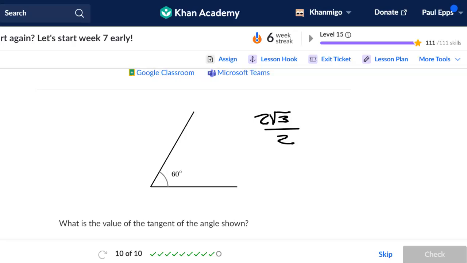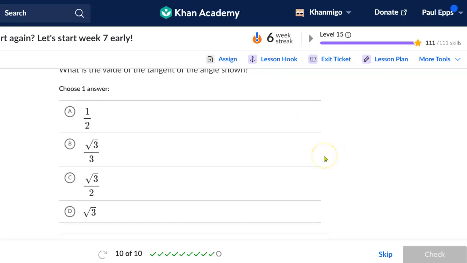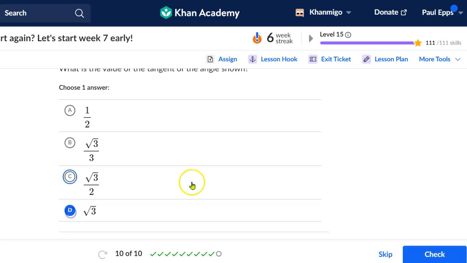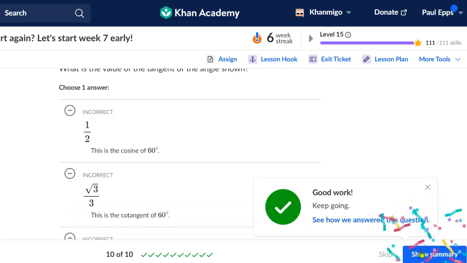And the 2's would cancel. And so the tangent of 60 degrees would be square root of 3. Is that on here? Yes. All right, 10 for 10.